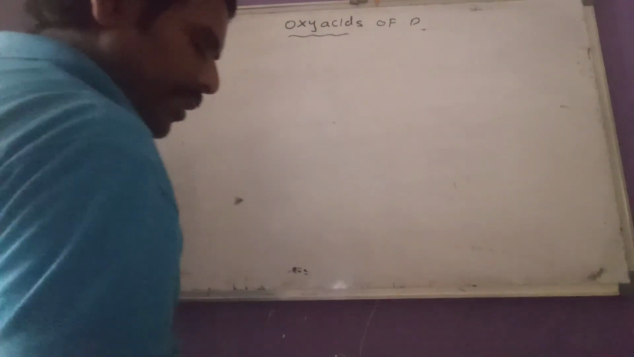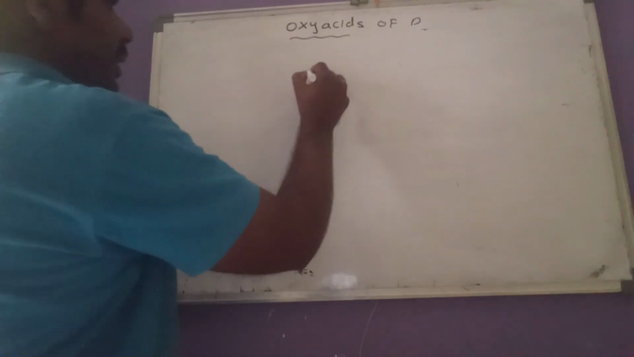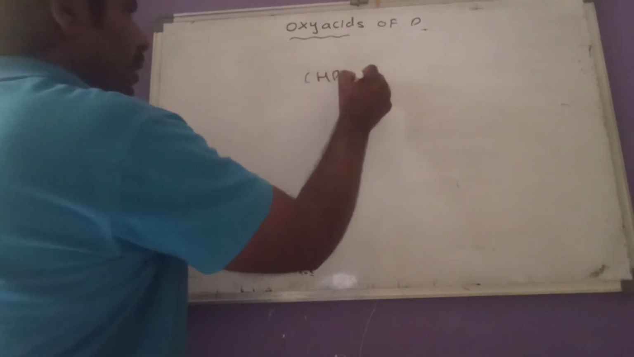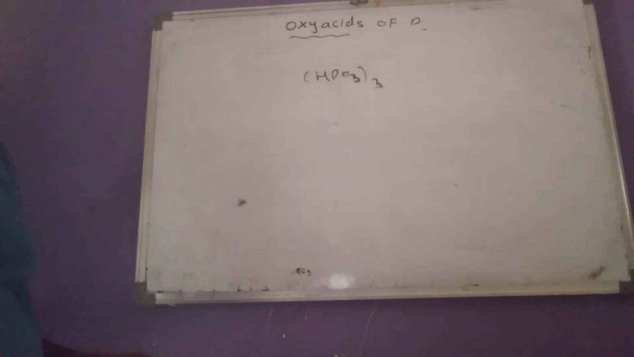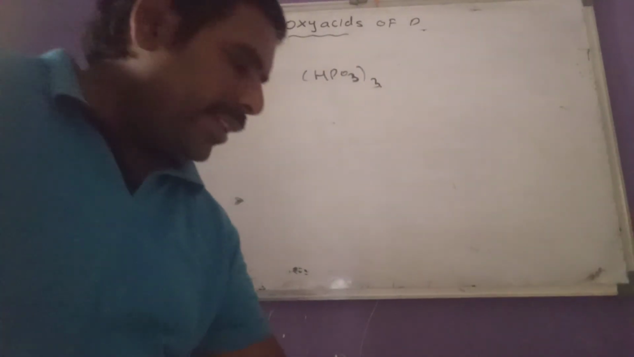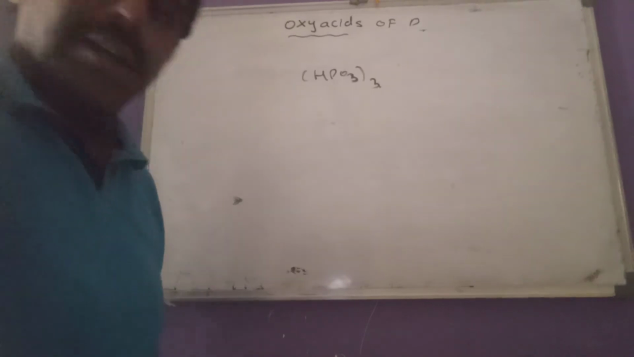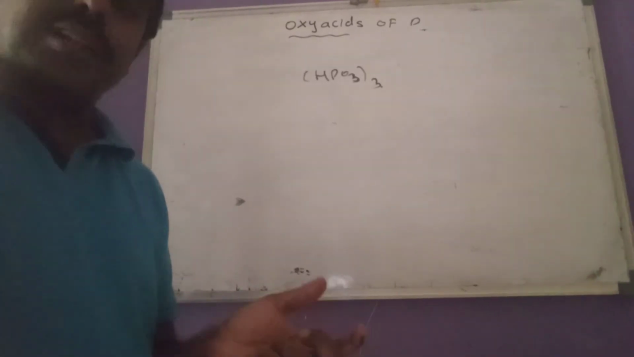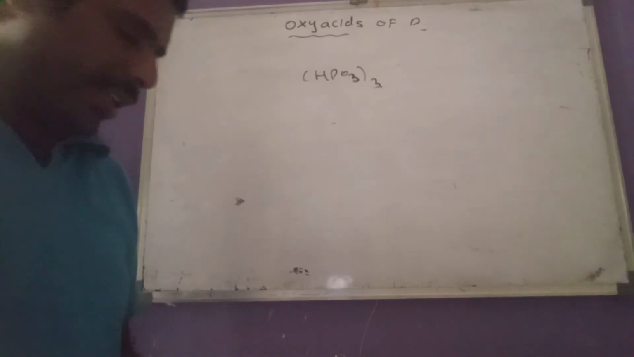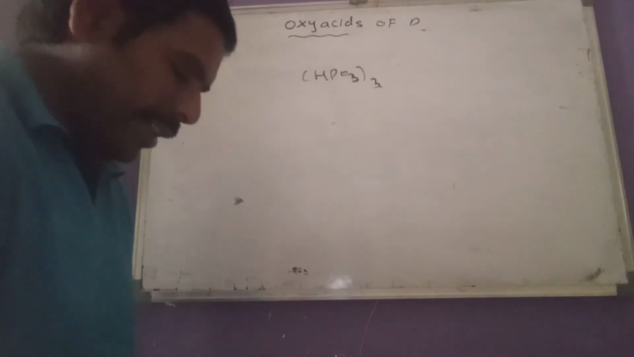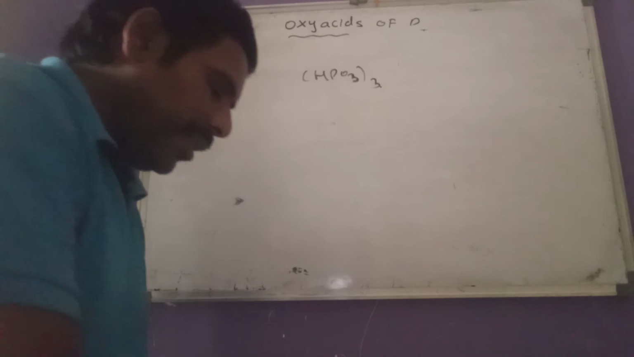What is that? Metaphosphoric acid, HPO3 taken thrice. So what is the meaning of writing taken thrice? It exists as a trimer. It exists in a cyclic structure and it is a monobasic acid. So these are the oxyacids of phosphorus.